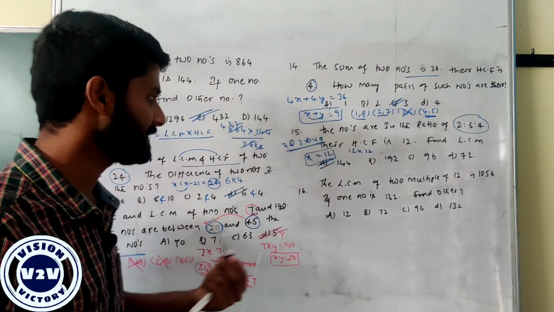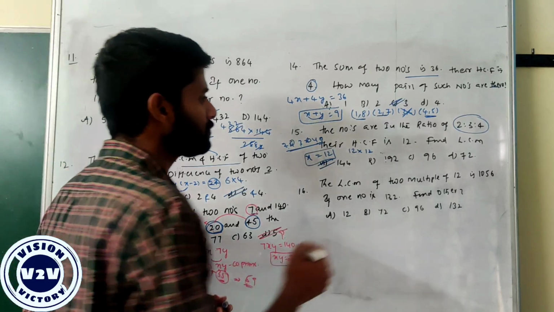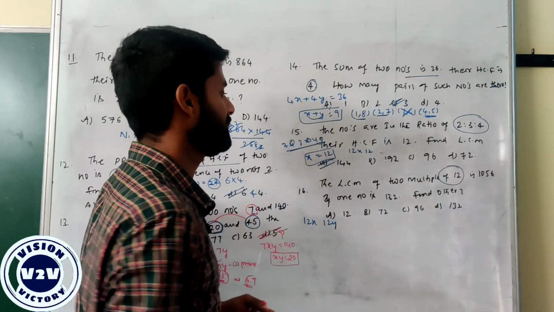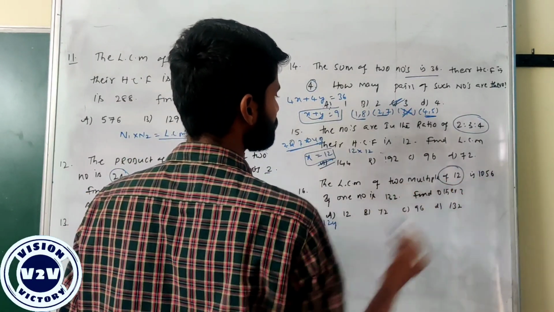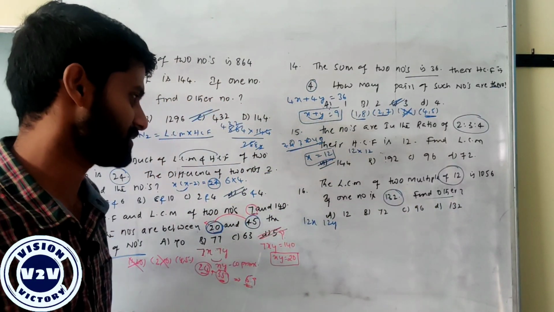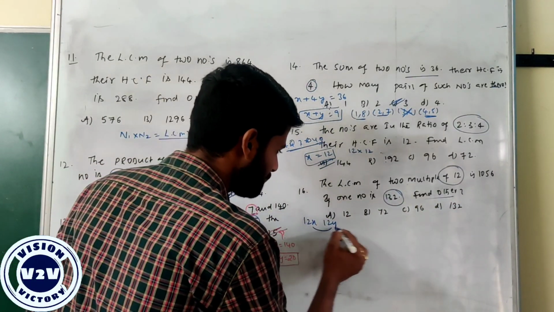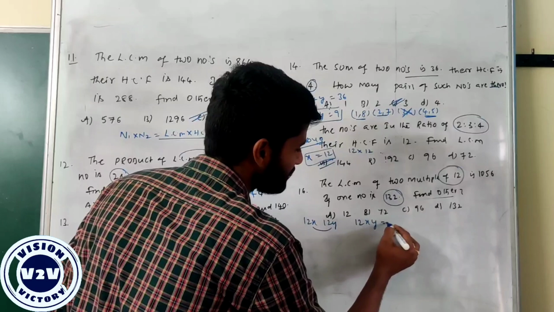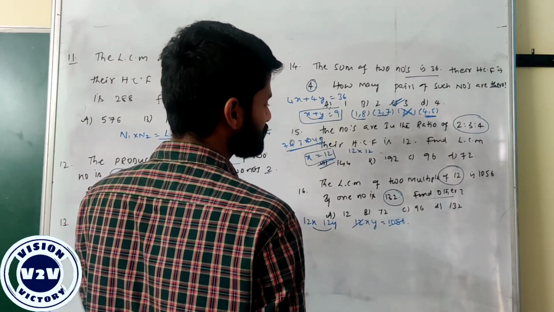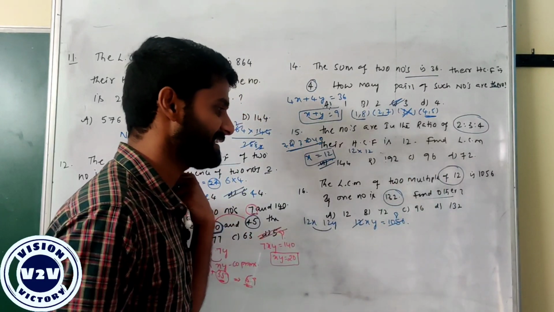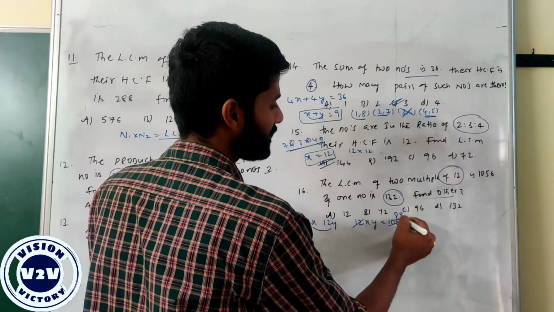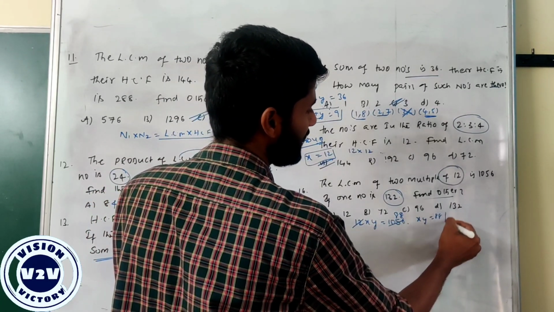The next question. The LCM of two multiples of 12. So those two multiples are 12x and 12y. The LCM of two multiples of 12 is 1056. If one number is 132, find the other number. That is the question. Then see, the LCM of these two numbers is 12xy, exactly equal to 1056. Then cancel here, so 12 ones are 12, 12 8s are 96, carry forward, again 12 8s are 96. Then xy is equal to 88.